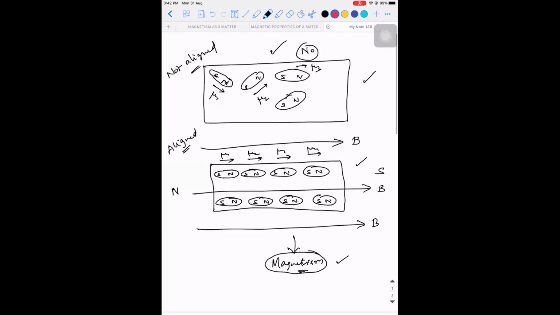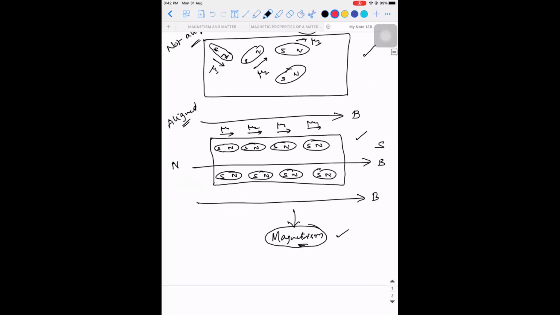Okay. Now, what we are going to do in this particular topic is see what all the terms associated with this kind of scenario are.